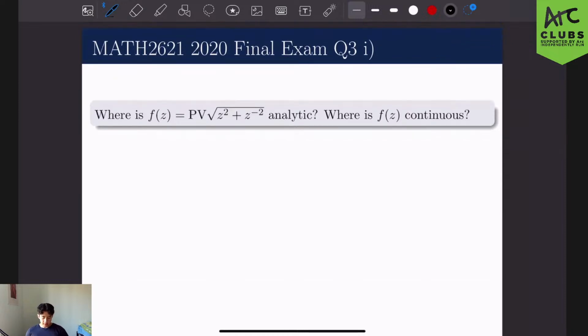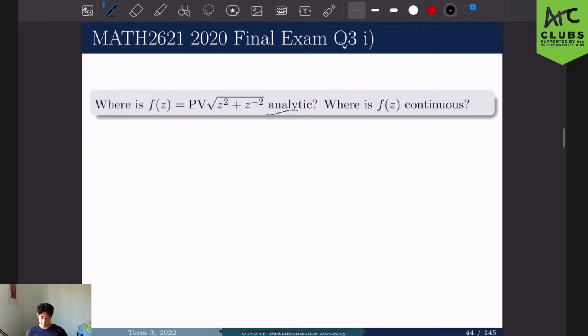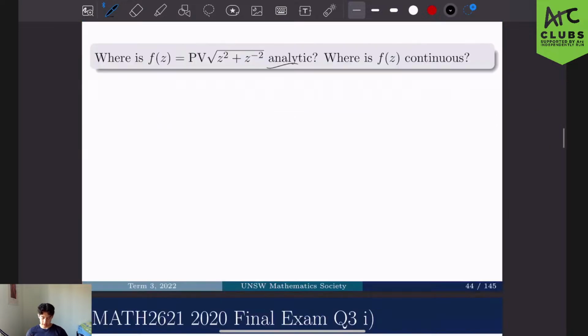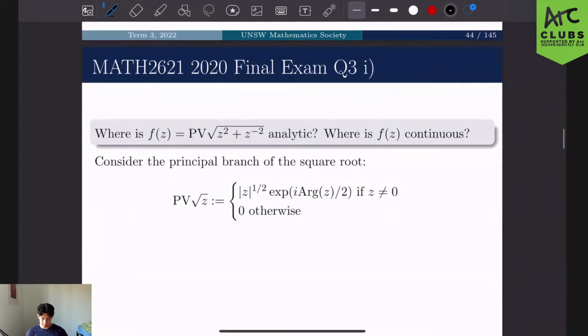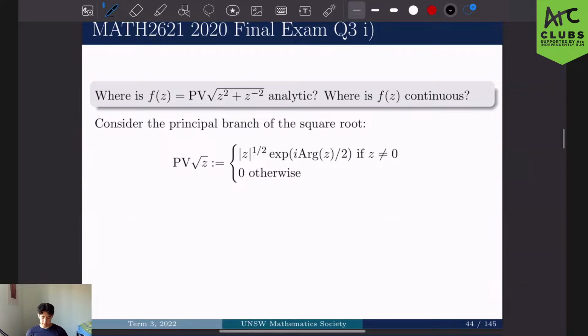Next question, where is this function of the principal value of the square root of z squared plus z to the -2 analytic or holomorphic? Where is f of z continuous? Alright, so first we'll just split up the function, of course. So we'll consider the principal branch of just the square root.